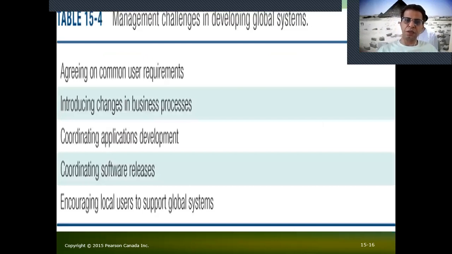The challenges basically come in agreeing on common user requirements. We try to introduce changes in the business processes. These are challenges. Also coordinating application development of different applications, coordinating software release, when we can release the software and when we need to release it, and encouraging local users to support the global system.